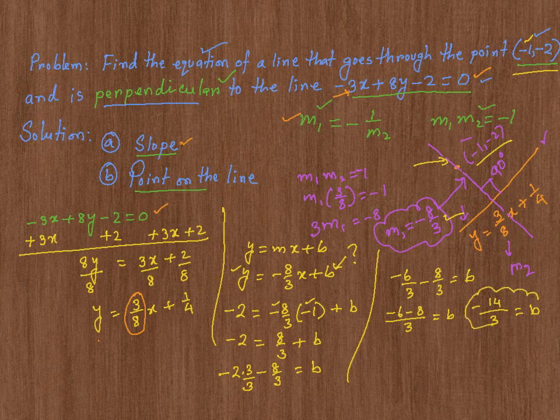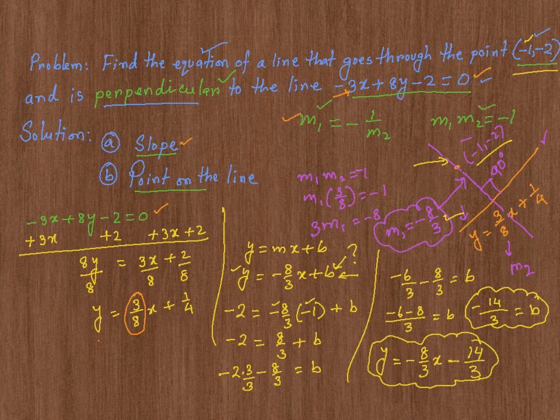Now I take this b value and plug it in right here. If I do that, I get y = -8/3 x + b, where b is -14/3. And that is the equation of this line, the perpendicular line to the given line, which is this one.